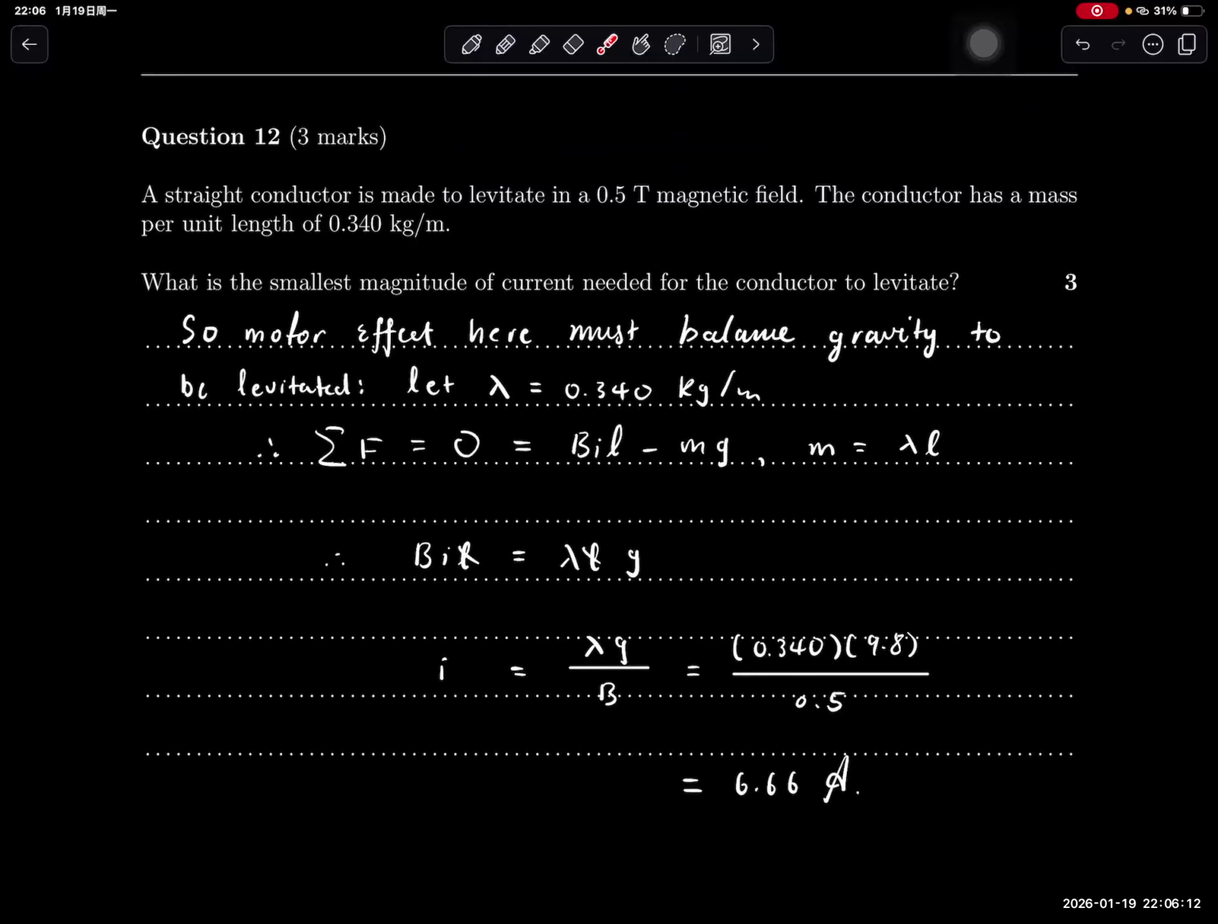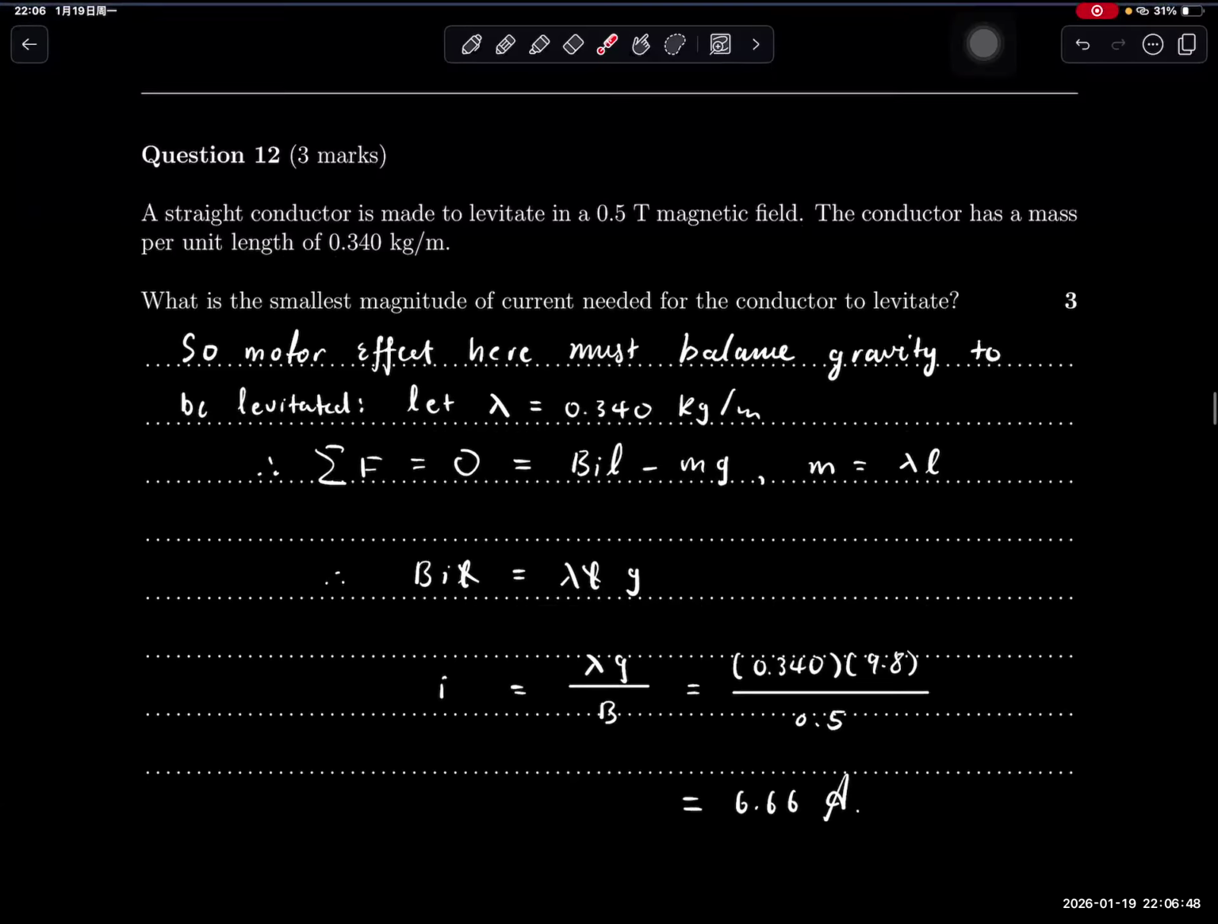Question 12. A straight conductor is made to levitate in a magnetic field of 0.5 Tesla. The conductor has a mass per unit length of this much. You guys have to get used to those per-unit-something physical quantities. We've encountered one, force per unit length, which we denote with F over L. This is mass per unit length. It's kind of like a density, but each meter you increase adds a little bit of mass. What is the smallest magnitude of the current needed for the conductor to levitate?